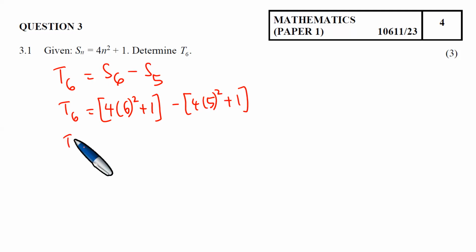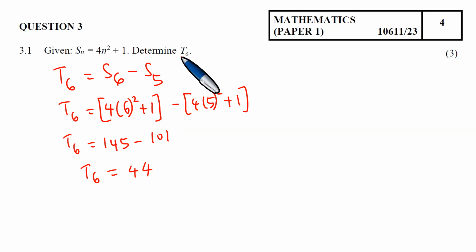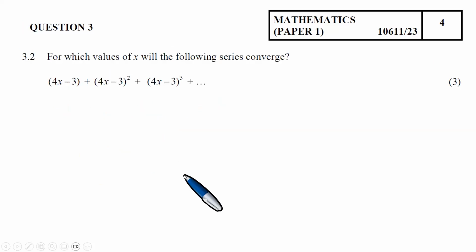Which means T6 is equal to, okay, let's find the sums here. If you add everything here, this one is 145. This one here is 101. And then we find T sub 6, which is exactly the number 44. So in other words, we have found T subscript 6, which is 44, by saying the sum of the first 6 minus the sum of the first 5 terms. We proceed to the next question.